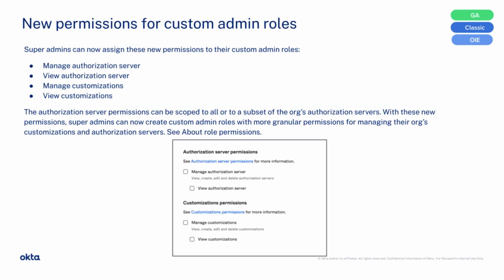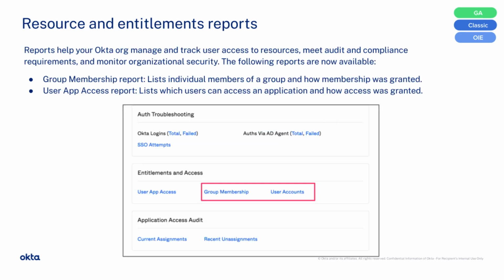New permissions for custom admin roles. Super admins can now assign new permissions to their custom admin roles to manage and view authorization servers and customizations. The authorization server permissions can be scoped to all, or to a subset of the org's authorization servers. Resource and entitlements reports help manage and track user access to resources, meet audit and compliance requirements, and monitor organizational security.